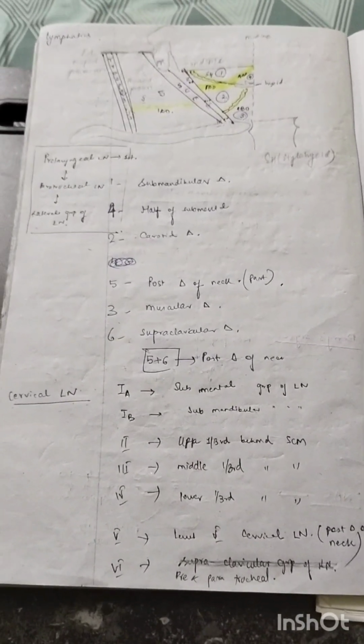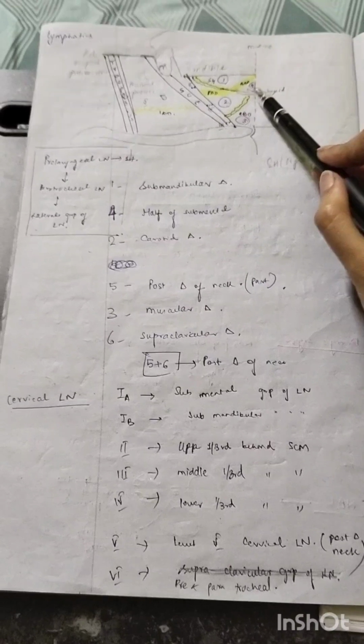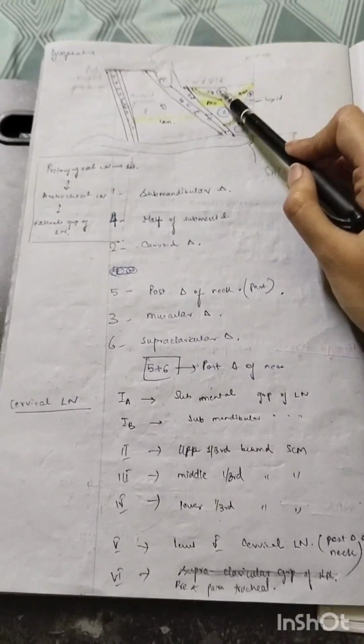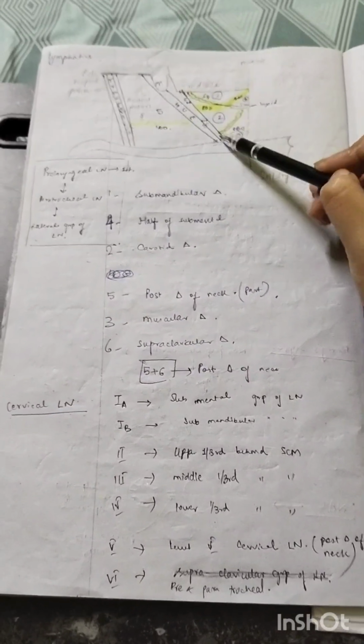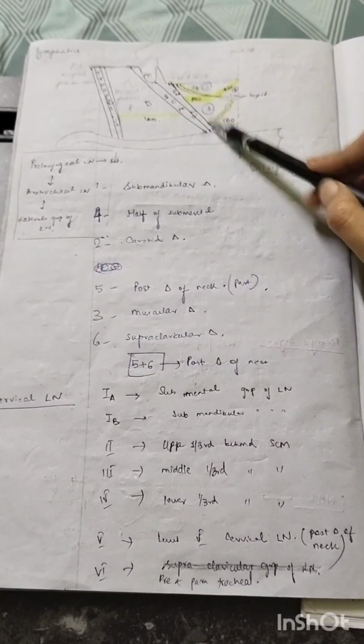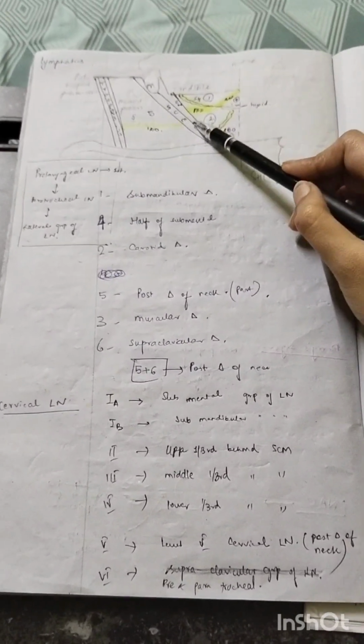Now in the same video you should be knowing the groups of different cervical lymph nodes. Now there are 6 groups of cervical lymph nodes. 1A will be the submental, where you will find the lymph nodes to be here. 1B will be submandibular, you will find the lymph nodes to be here. 2, 3, 4 along the anterior border of the sternocleidomastoid muscle. Upper 1/3 is 2, middle 1/3 is 3, and lower 1/3 is the 4th.